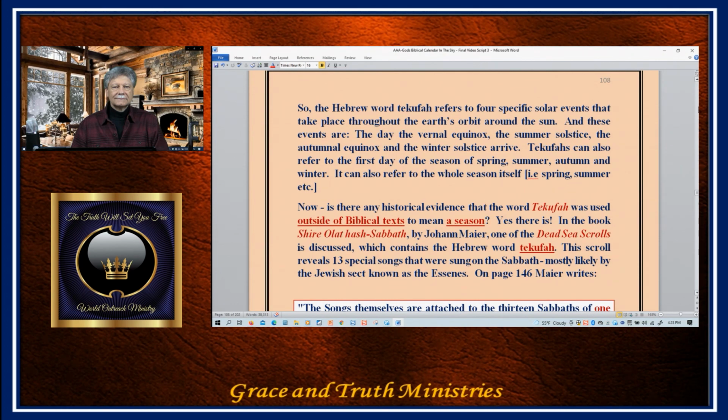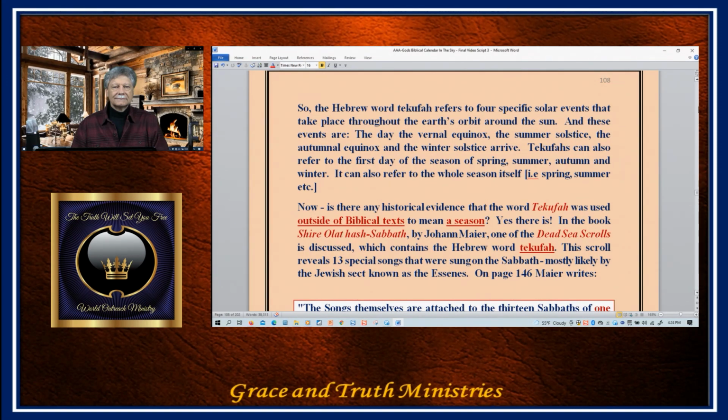So the Hebrew word tikva refers to 4 specific solar events that take place throughout the Earth's orbit around the sun, don't they? And these events are the vernal equinox, the summer solstice, the autumnal equinox, and the winter solstice. And tikvas can also refer to what? The first day of the season of spring, summer, autumn, and winter, so they say. It can also refer to the whole season itself, like spring, summer, etc. It refers to not only the first day of spring, summer, winter, or fall, it can also refer to that whole season.